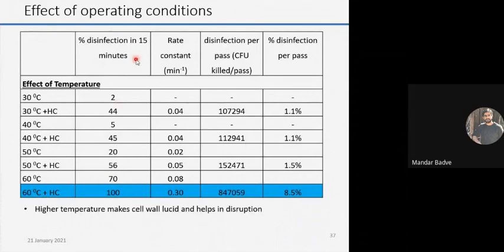Why that happens is because higher temperature makes the cell wall fluid, and that helps in disruption. Because your cell wall is more fluid compared to what it is at the normal temperature, it breaks very quickly, and because of that the disinfection increases.